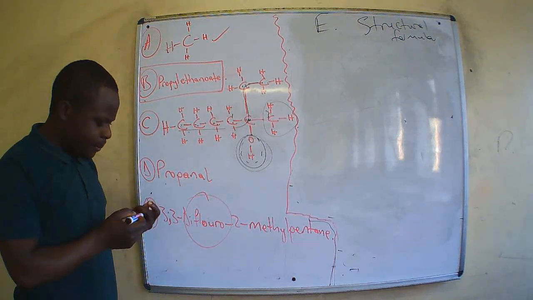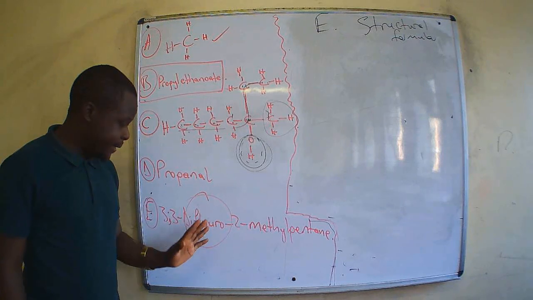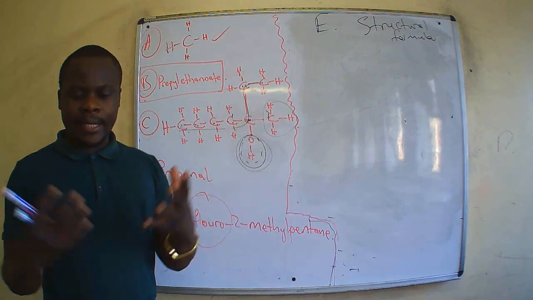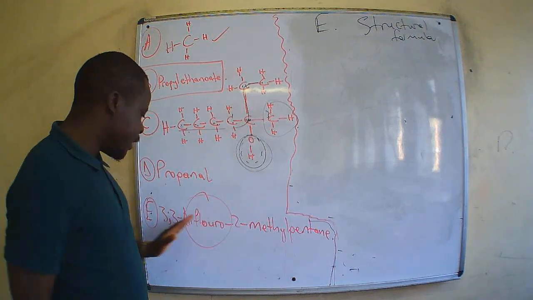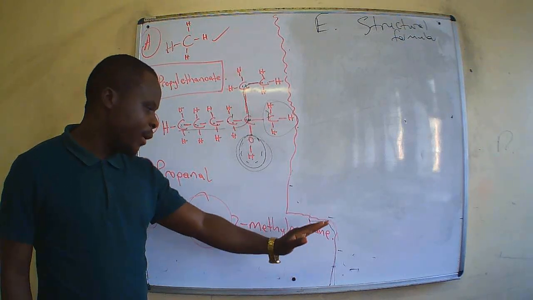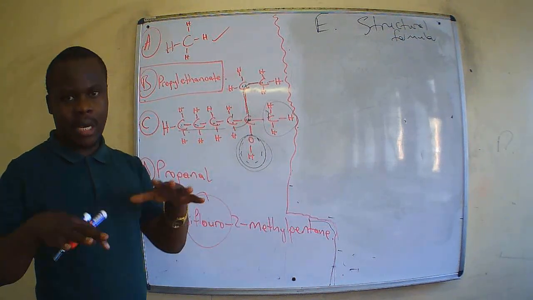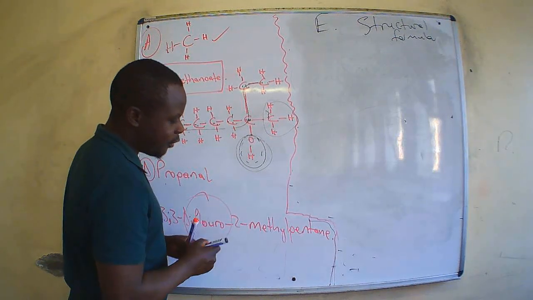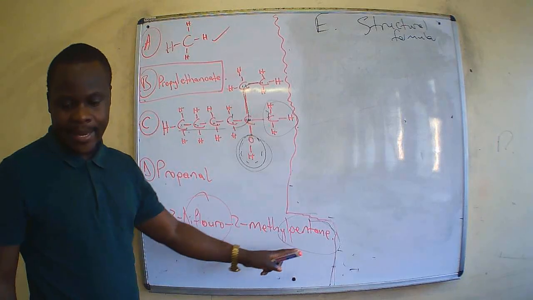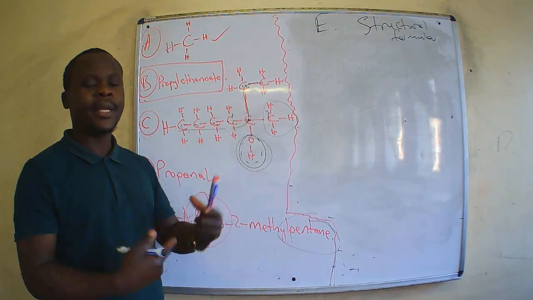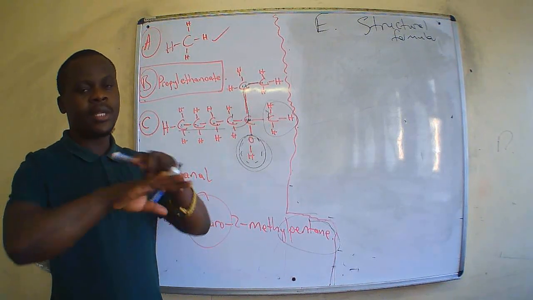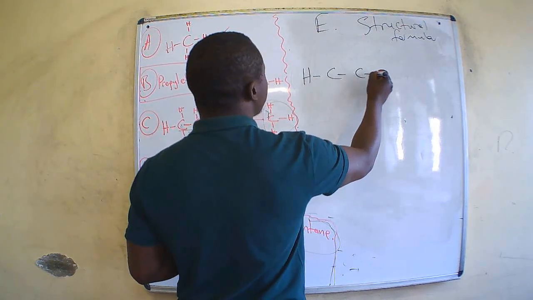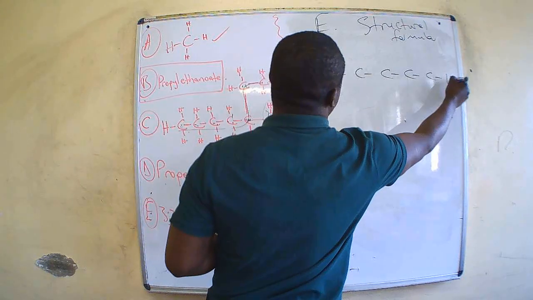Since we have a 3,3-difluoro and a 2-methylpentane, let us start from the end. This is a haloalkane. From the end, we have 5 carbons on the longest chain. So we start by putting 5 carbons on the longest chain. Why 5 carbons? Because there is pentane at the end. So our longest chain is going to have 1, 2, 3, 4, 5.